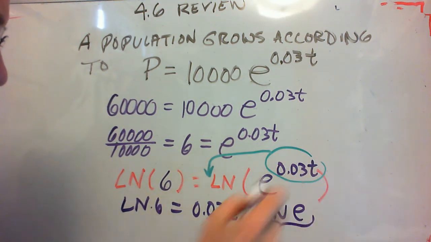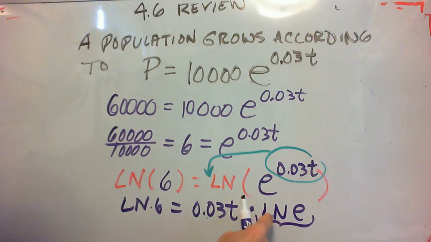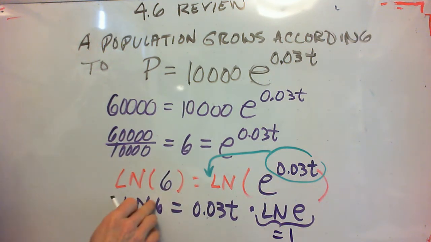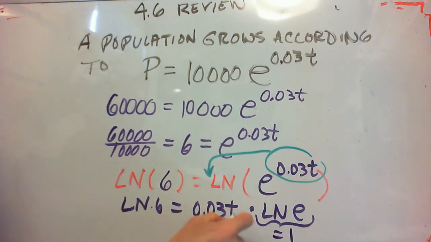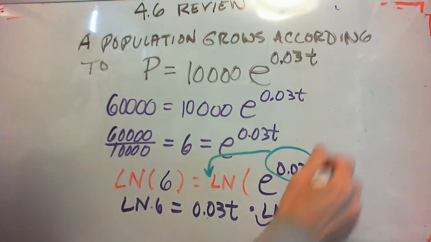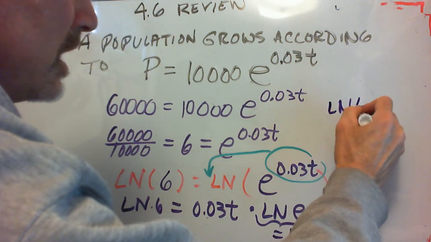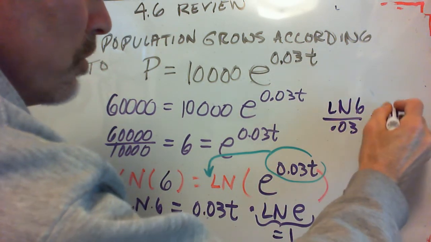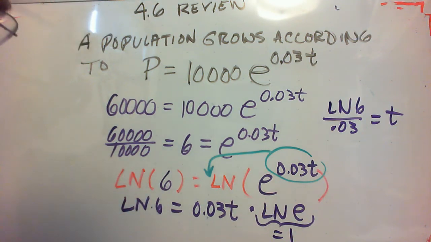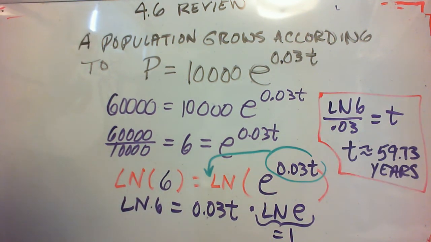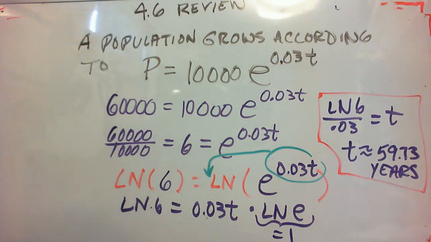Now remember from section 4.4, log base e of e equals 1. So the ln of e disappears. It's just a factor of 1. So we just divide both sides by 0.03, and we get our answer, ln of 6 over 0.03 equals t, which ends up being 59.73 years when you round it off.